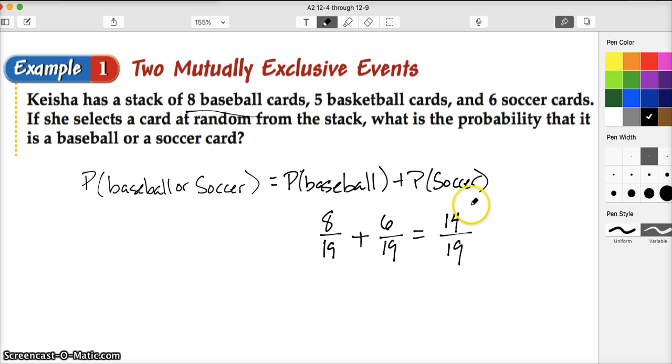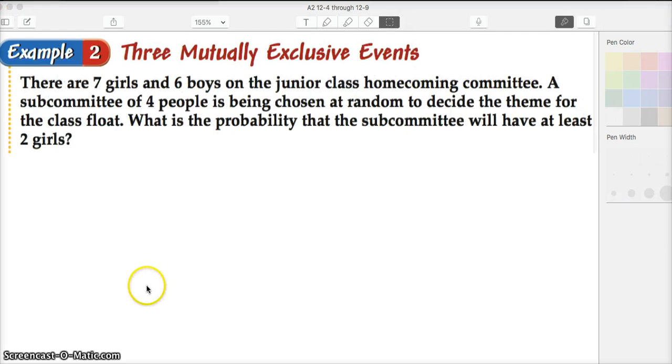It makes sense that anytime we are considering probability, there are 14 different possible desired outcomes out of the total number of outcomes, so it would be 14 over 19. Example 2, 3 mutually exclusive events.